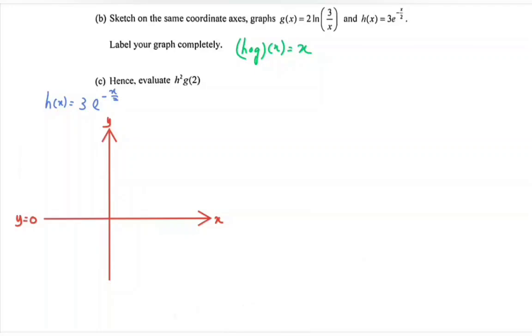Then if we substitute x equals 0, we notice that we have 3 to the exponent 0, which is equal to 3. So here we have 1, 2, and 3. So the y-intercept will be (0, 3). So the graph will be something like this. So that is the graph for h(x).